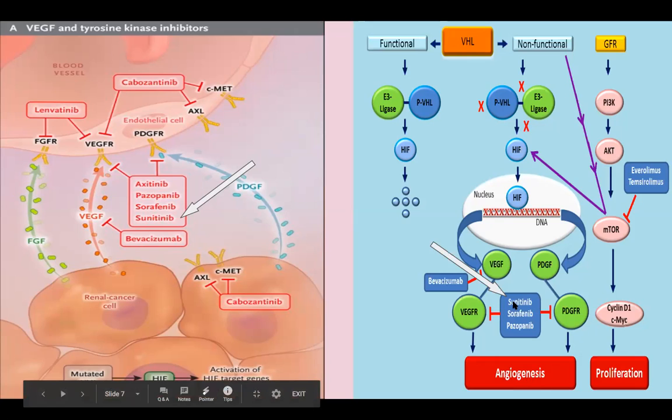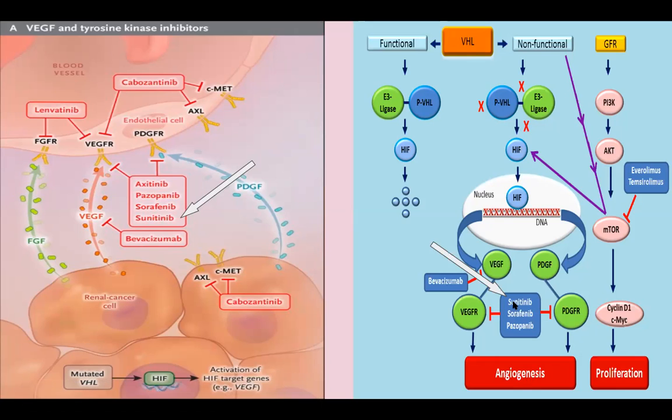But with sunitinib, both VEGF and PDGFR are inhibited by targeting multiple receptor tyrosine kinases, or RTKs. If the kinases can't phosphorylate and activate the angiogenic factors, then angiogenesis cannot occur.